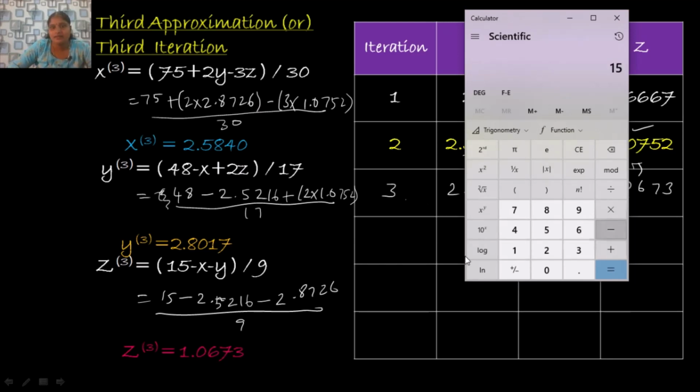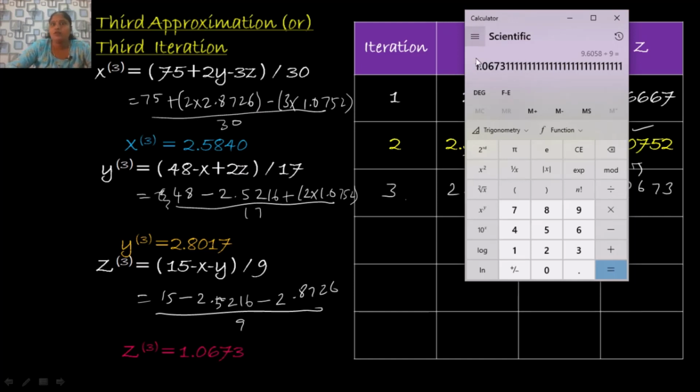Next for z, 15 minus 2.5216 minus 2.8726, which equals 9.6058, and you divide this by 9, 1.067311. So in the fifth decimal you have 1 itself, so you have to take up to 4 decimal as it is. So 1.0673. So this is how you have to calculate these values using the calculator.